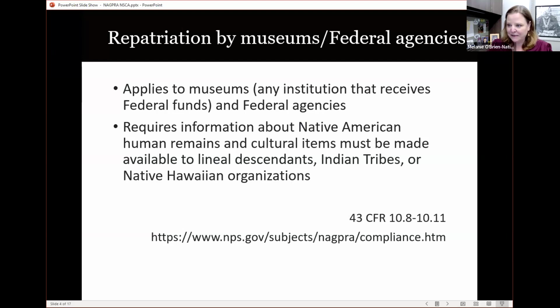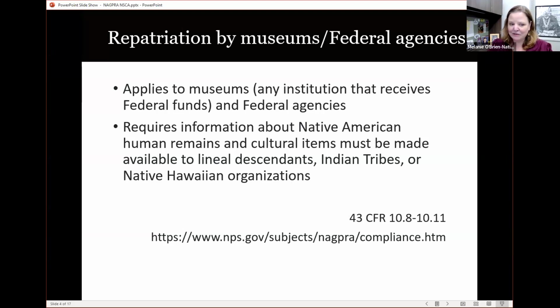So again, the repatriation requirements under the law and the regulations, and I've included here a citation to the regulation at the bottom, but also a link to our website where it describes this piece of the law and the regulations. And I believe the PowerPoints will be shared after the presentation.